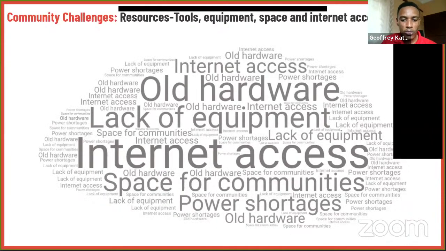The other thing was around resources: tools, equipment, internet access. Most of these are things that can be solved with some bit of funding. So how can OSM communities raise funds in different ways to meet some of these challenges? As we tailor our support to OSM communities, these are some of the things we need to address. But we also want to continue these kinds of engagements with you, to listen to you and find out how better we can support you as the Open Mapping Hub to overcome some of these challenges, and also understand those other challenges that are not mentioned here.